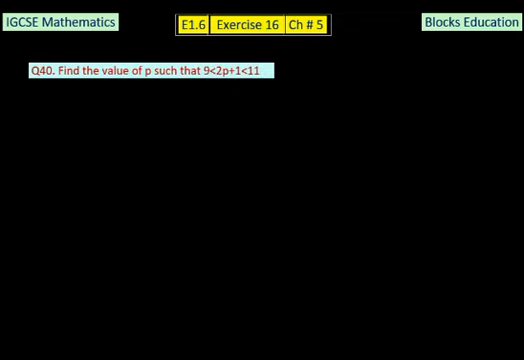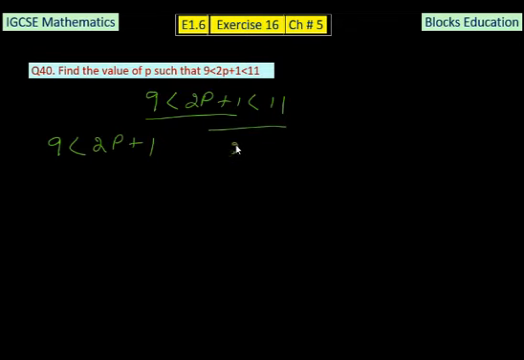In question number 40, it says find the value of p such that 9 less than 2p plus 1 and 2p plus 1 less than 11. So now in this inequality, we have to find the value of p. So let's see what the inequality says. It says 9 less than 2p plus 1 less than 11. So once again, same methodology, we will divide this inequality into two inequalities. So we will write 9 less than 2p plus 1 like this one. Another will be 2p plus 1 less than 11.